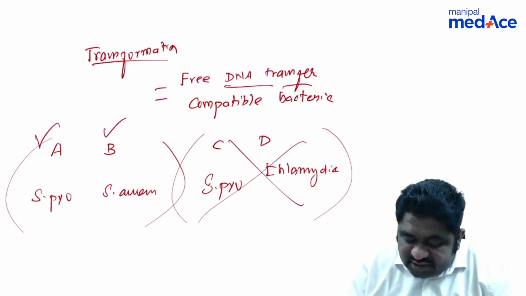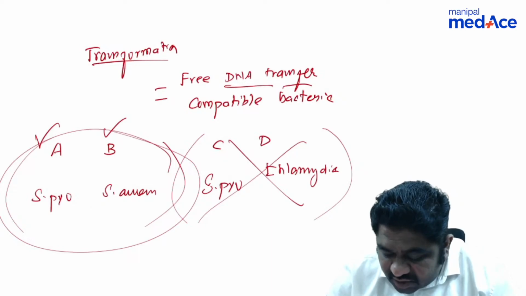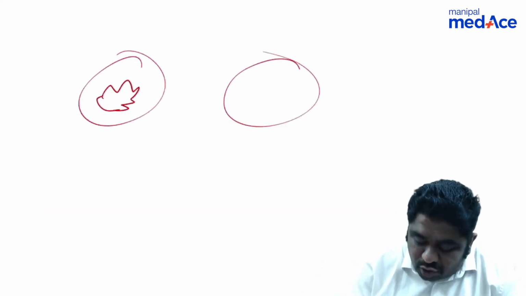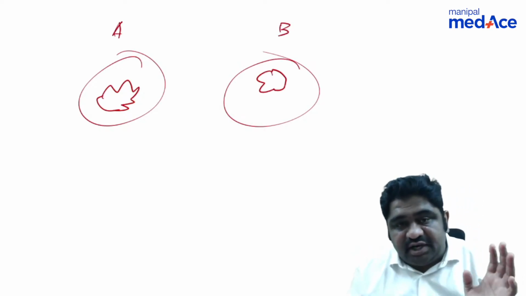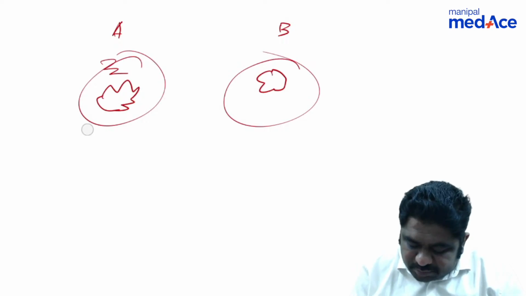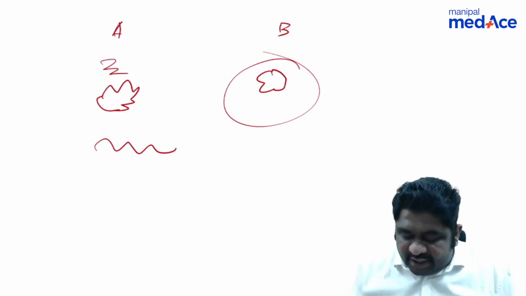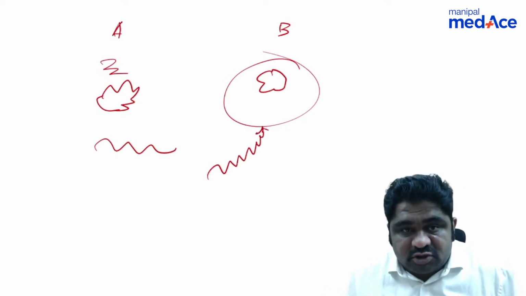The free DNA transfer can easily happen between these two organisms. Now, how will the free DNA transfer happen? I have organism A, organism B. Organism A has a chromosome, organism B has a chromosome. Now, because of age-related changes or because of environmental destruction, if bacteria A is burst into pieces, now the DNA of A will be floating in the atmosphere. For example, in water, these organisms are floating. Now, the DNA of bacteria A will go and knock on the walls of B.